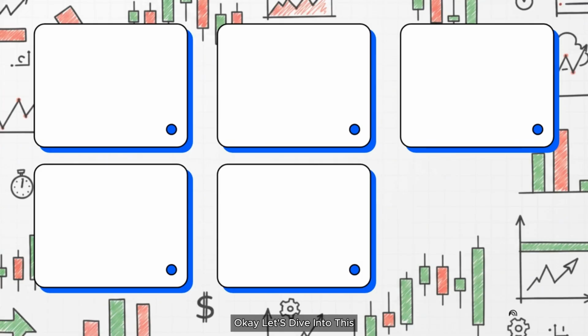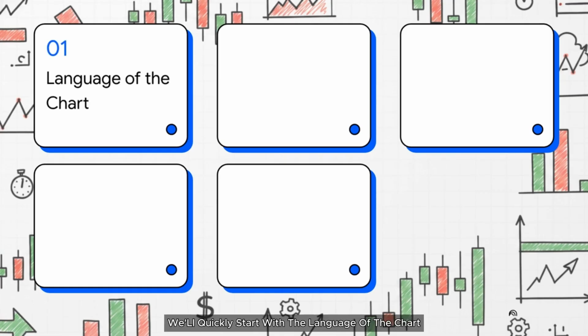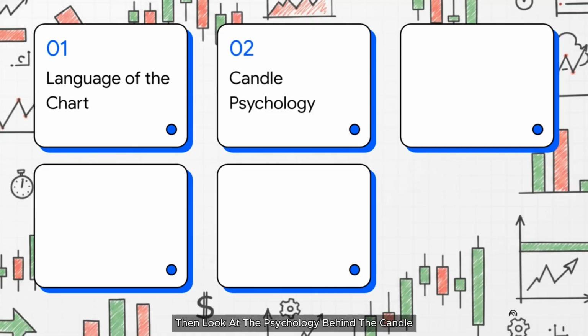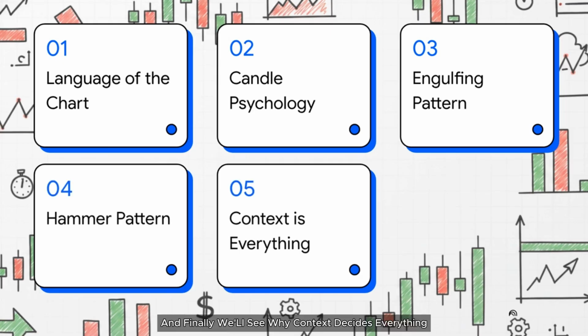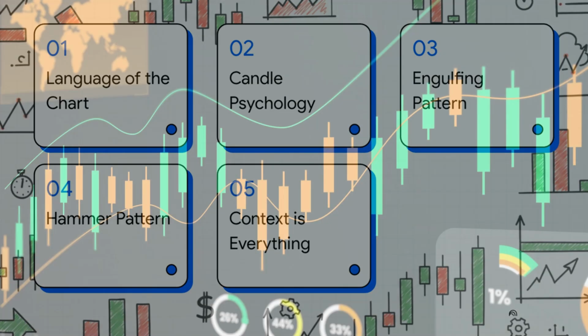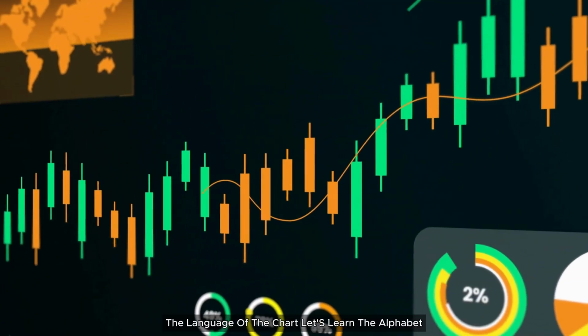Okay, let's dive into this. Here is our roadmap for today. We'll quickly start with the language of the chart, then look at the psychology behind the candle, explore two massive reversal signals, the engulfing pattern and the hammer pattern, and finally, we'll see why context decides everything. Alright, section 1, the language of the chart.